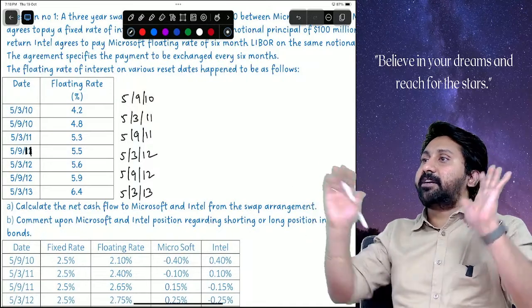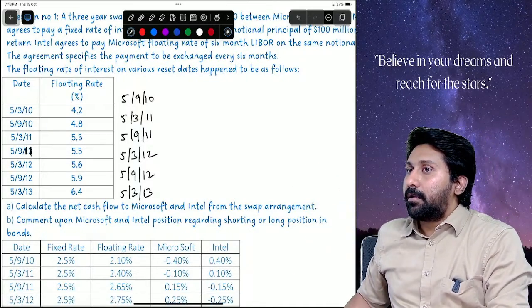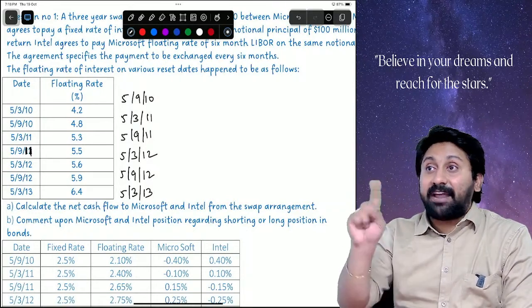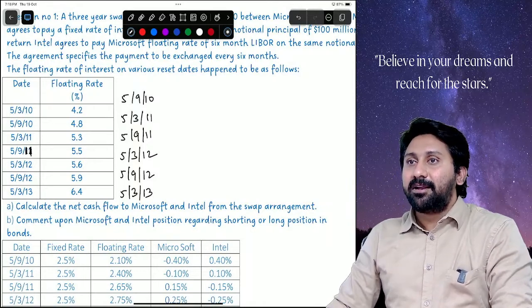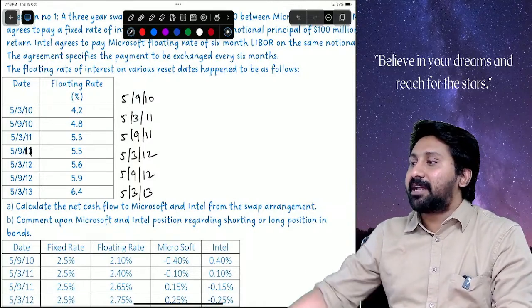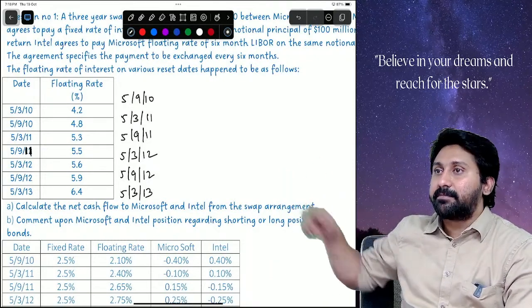First tell me, rate fixed on which date? 5-3. But I will not pay that on 5-3. Sir, today you take the loan and today you pay interest? No. If you take the loan today, when will you pay interest? After 6 months if it is semi-annual. Here the question is on a semi-annual basis. Okay?